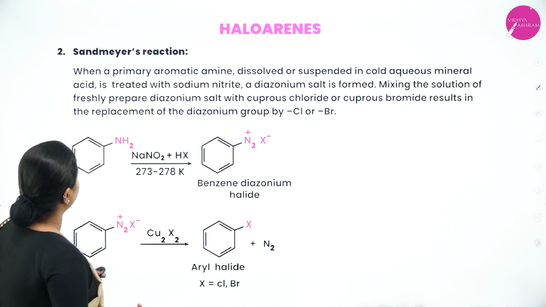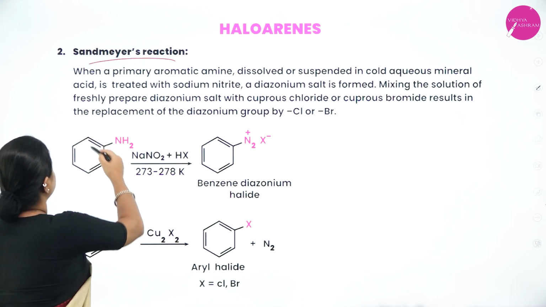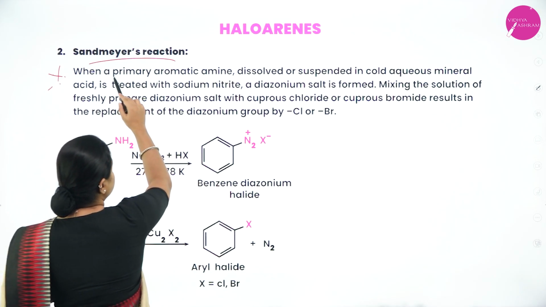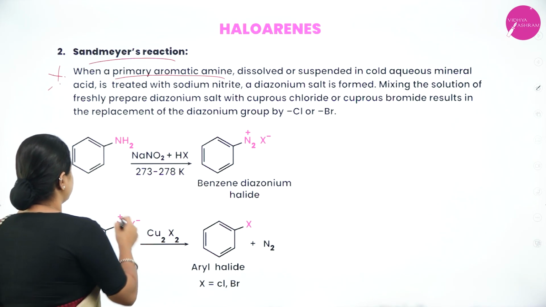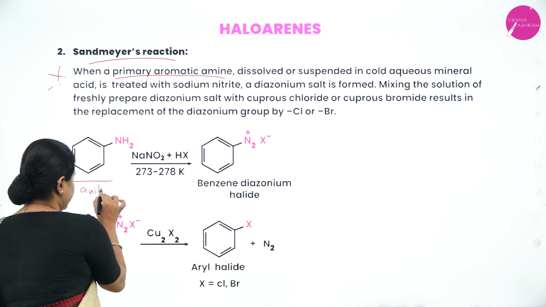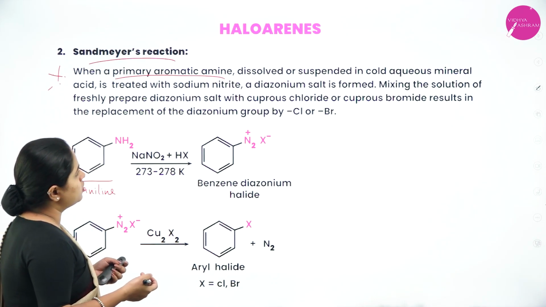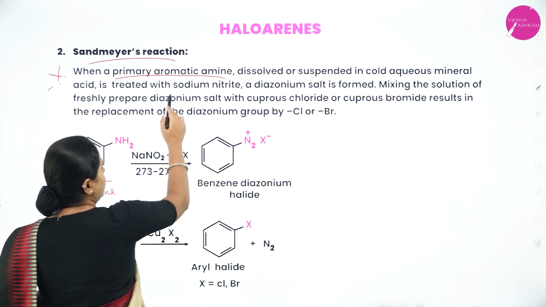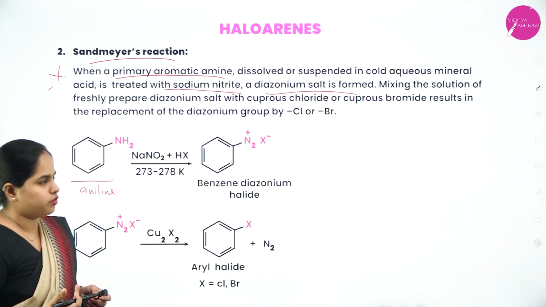Right, now moving on to the next method, that is Sandmeyer's reaction. It is a very important reaction. When a primary aromatic amine, we are using a primary aromatic amine. Okay, amine means NH2 group, right? So this is your primary aromatic amine, which is also called aniline. On benzene you have NH2 group. Dissolved or suspended in cold aqueous mineral acid, it is treated with sodium nitrite, a diazonium salt is formed. So this is the first step, a diazonium salt will be formed.